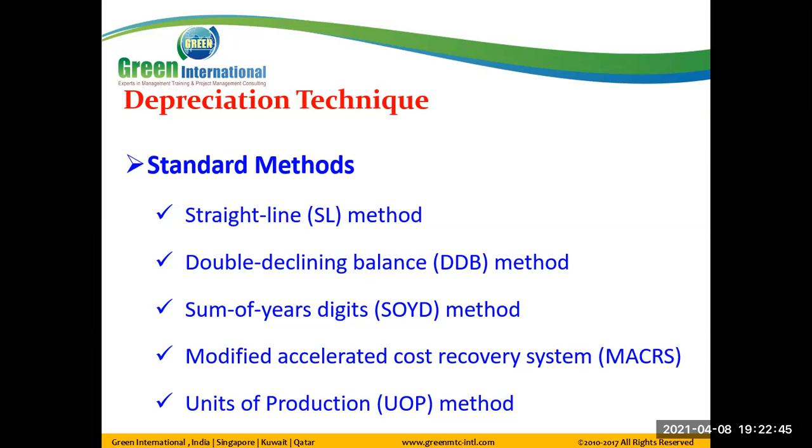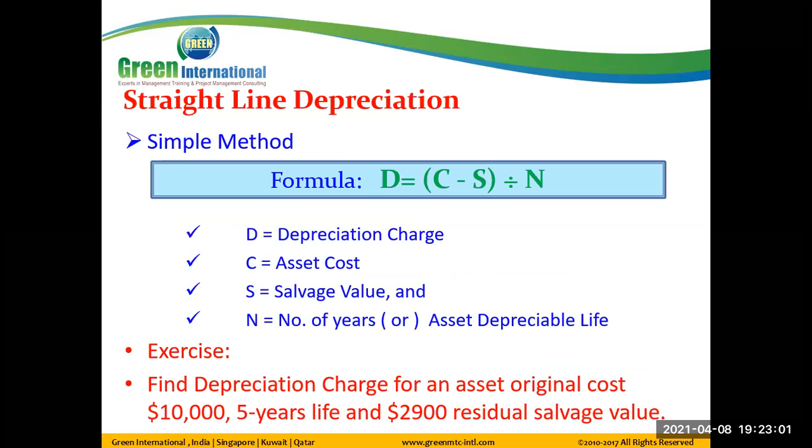MACRS you need not worry about, that's only for the US, so there is no need to talk about it here. The first three, straight line, double declining (DDB) and SOYD, are very commonly used in all depreciation calculations. What is the straight line method? The straight line formula is D equals (C minus S) divided by N. C is my initial investment, S is the salvage value, and N is the number of life periods.